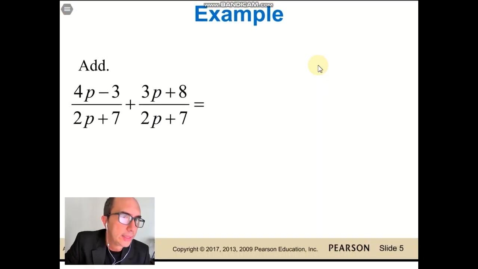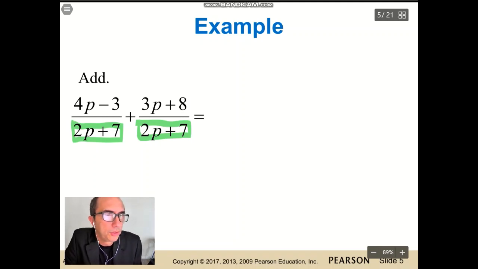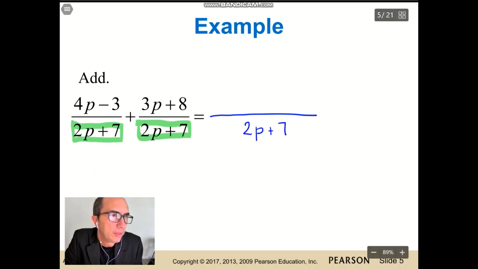Working out this example here, you can realize that the denominators are the same, right? Check here. The denominators are the same. If they have the same denominator, what do you do? You just repeat the denominator, 2p plus 7, and add or subtract the numerators. In this case here, 4p minus 3 plus 3p plus 8.